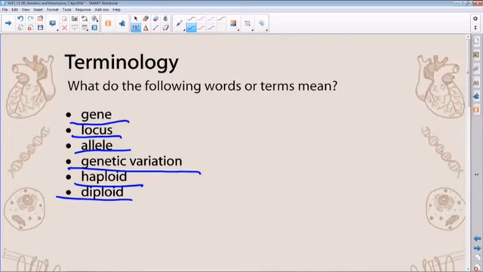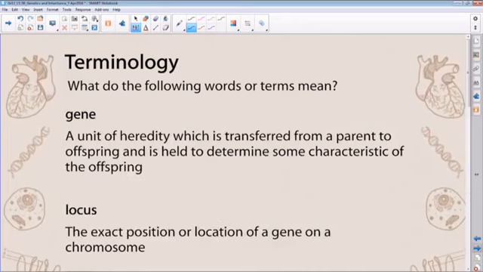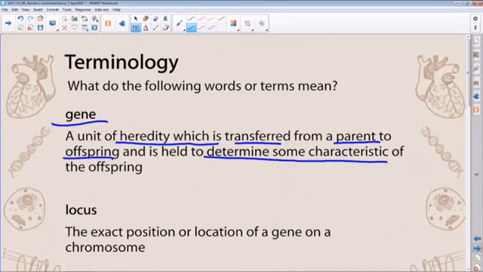I've given you some of the terminology. So the first one we had a look at was gene, right? And that's a unit of heredity which is transferred from a parent to an offspring, and it gives you certain characteristics of that offspring. So for example, like blonde hair, right? Why do you have blonde hair? Why do you have green eyes? That type of thing. This is what genetics is.